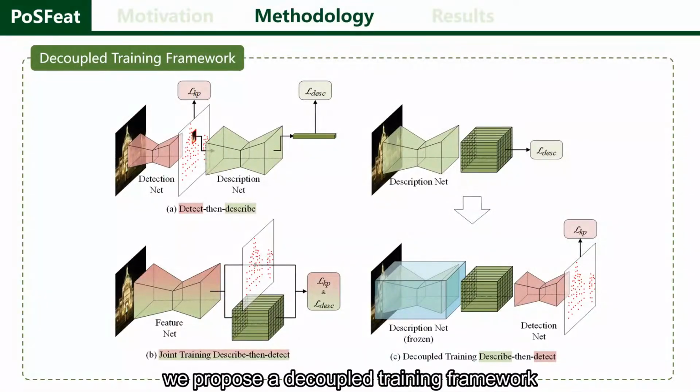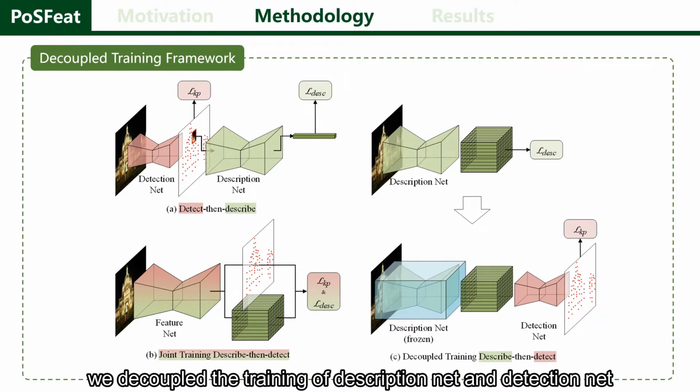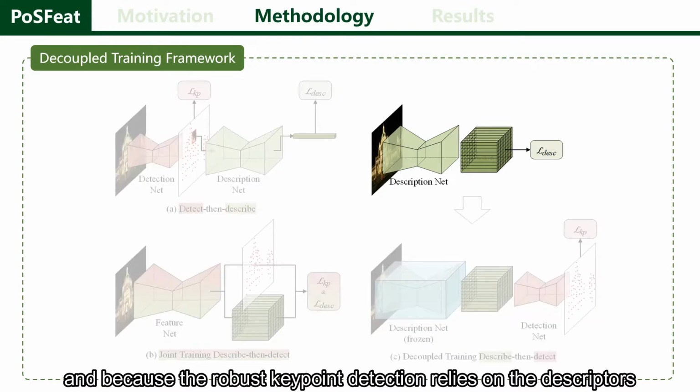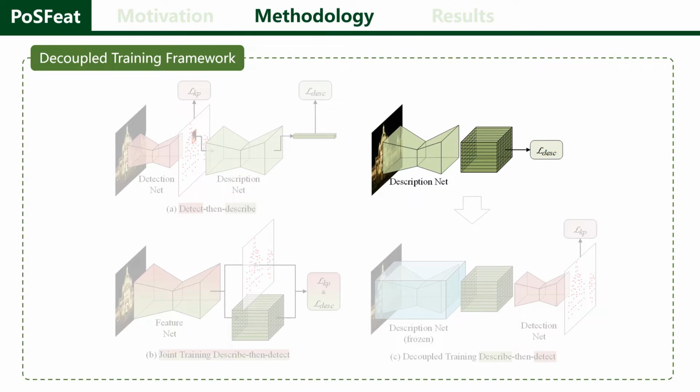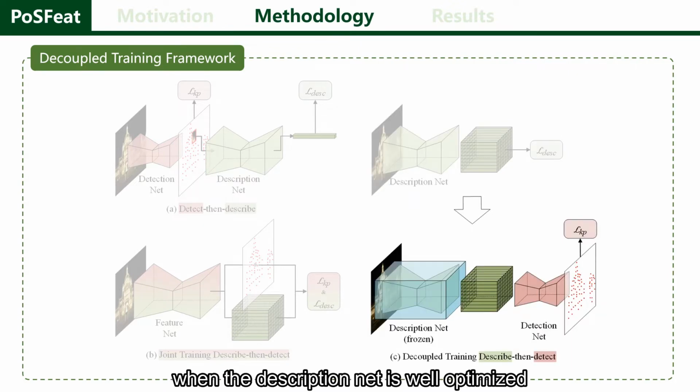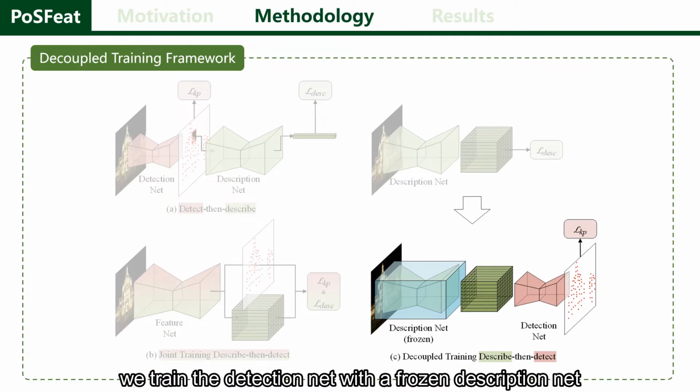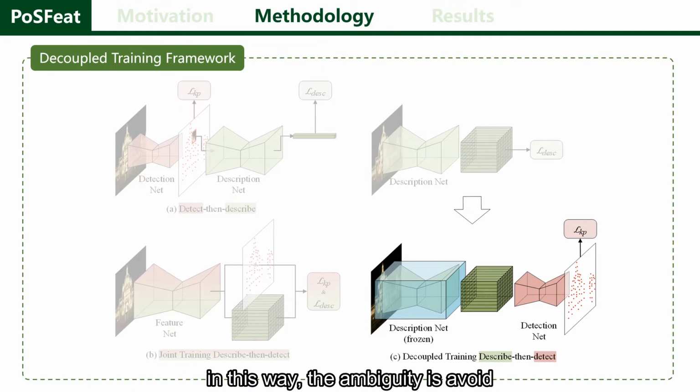To address the problems, we propose a decoupled training framework. Different from the joint training framework, we decouple the training of the description aid and the detection aid. Because robust keypoint detection relies on the descriptors, we first train the description aid individually. When the description aid is well optimized, we train the detection aid with a frozen description aid. In this way, the ambiguity is avoided.